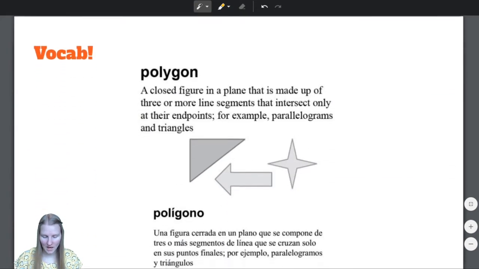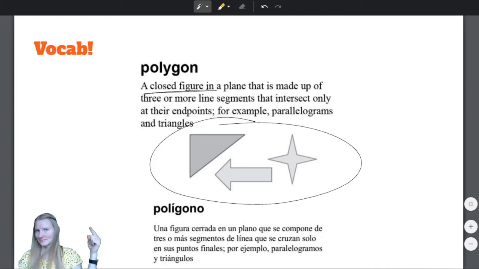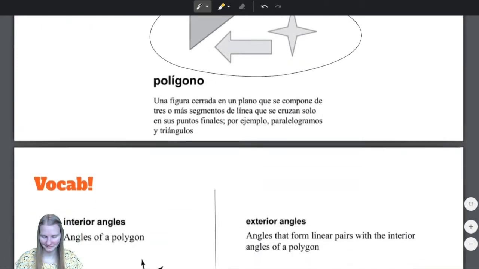Remember that a polygon is a closed figure in a plane that is made up of 3 or more segments. So you can have a triangle or more sides, but no two-sided figures. Not in Euclidean geometry, at least. Anyway, a closed figure made up of 3 or more line segments intersecting only at their endpoints. So, examples look like this. Let's talk about them some more.